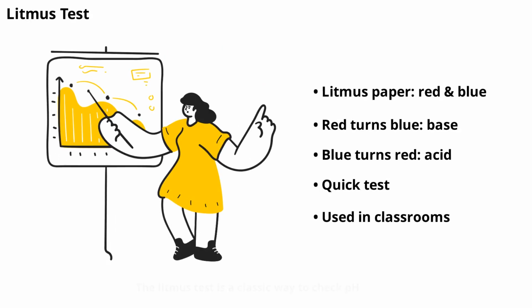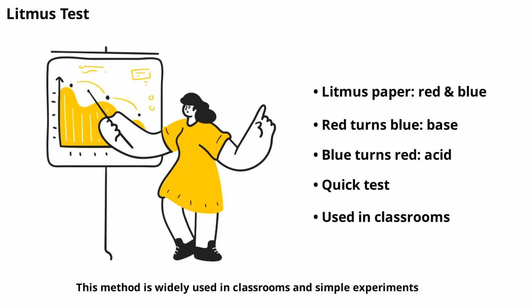The litmus test is a classic way to check pH. Litmus paper comes in red and blue. Red litmus paper turns blue in a basic solution, while blue litmus paper turns red in an acidic solution. It's a quick and easy way to determine if a substance is acidic or basic, though it doesn't give an exact pH value. This method is widely used in classrooms and simple experiments.